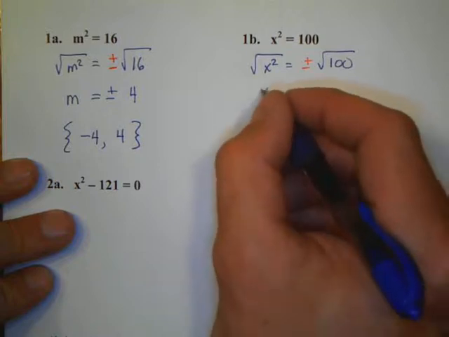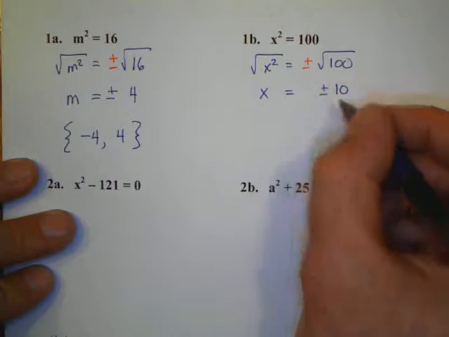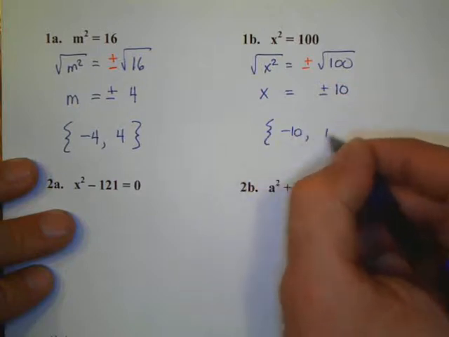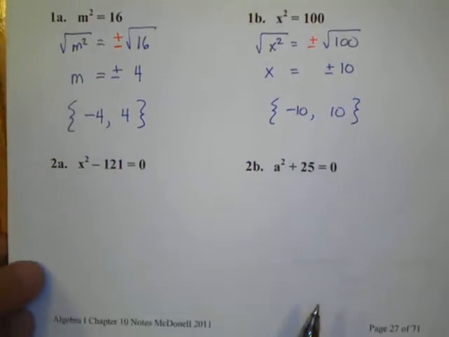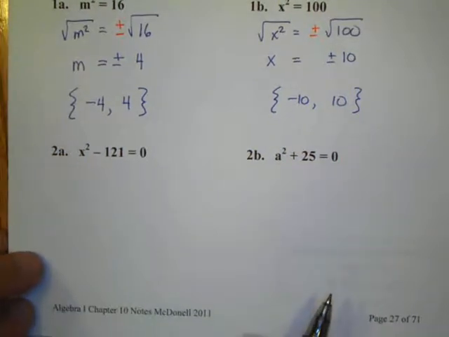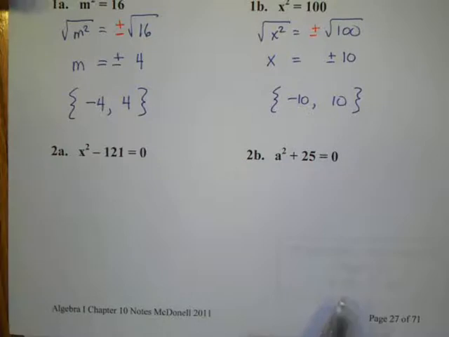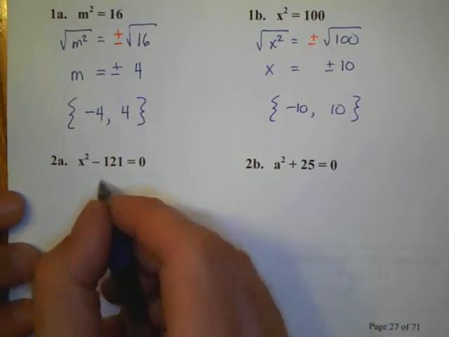Here's our second one. We take the square root of x squared, and we take the square root of 100. Once again, remembering when you take the square root of both sides, you have a plus or a minus. So the square root of x squared is x, the square root of 100 is 10, and we have our plus or minus as our answer. So I write my answer, -10 or +10.